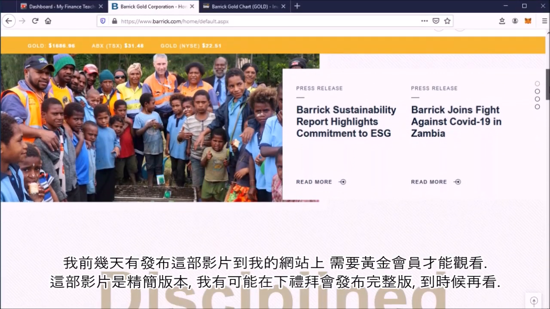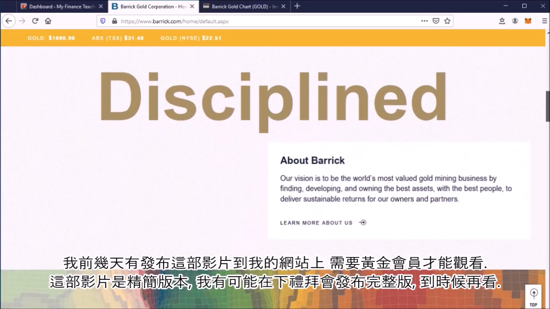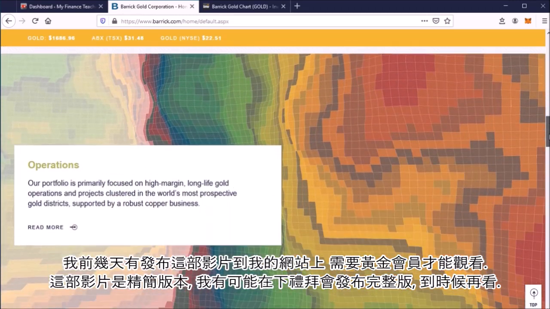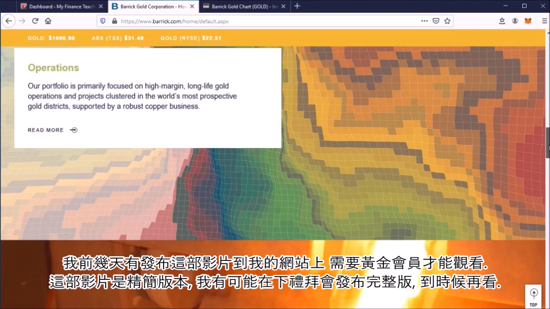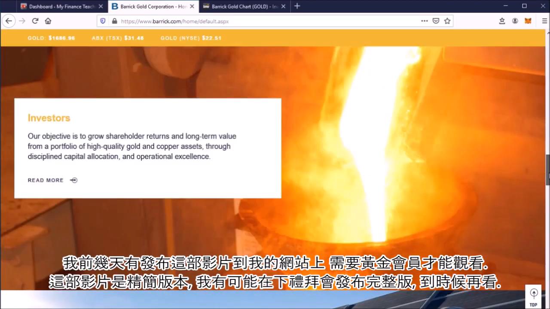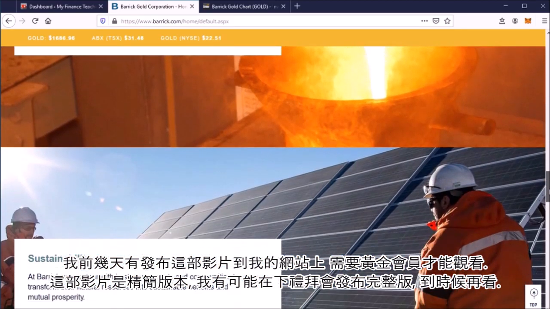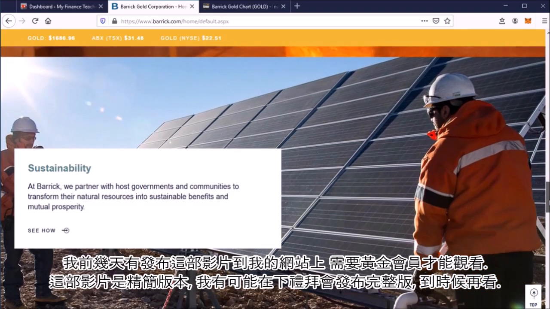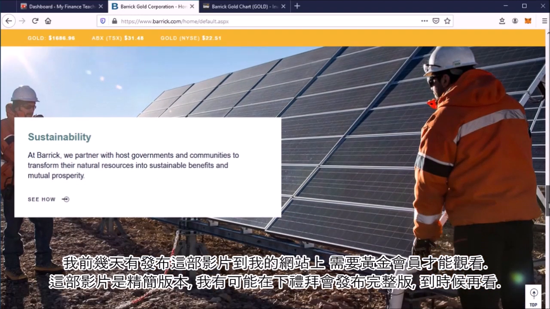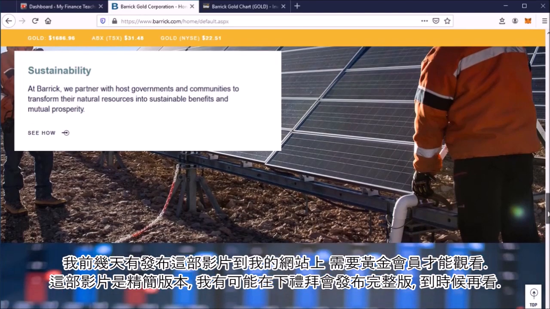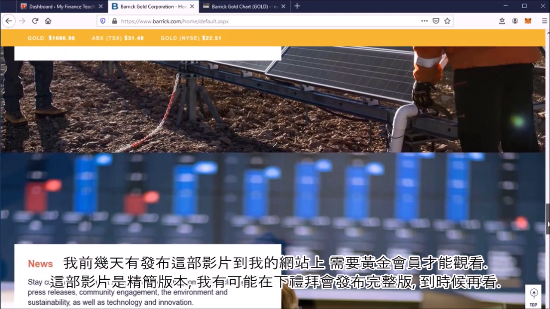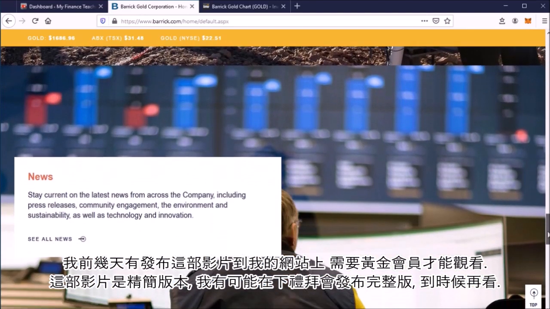myfinancesteacher.org. This valuation of Barrick Gold was posted to Gold members on my website myfinancesteacher.org a few days ago. I'm releasing now an abridged short version of that valuation, and I might release the full version of that valuation report possibly next week. We'll see about that.